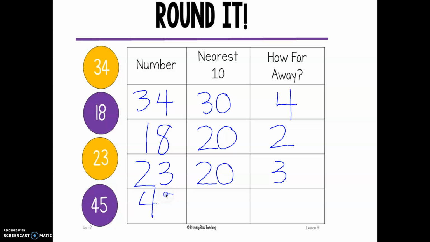Lastly, we have 45. It's between 40 and 50. And here's a little tip. When a number ends in a 5, when it's the halfway number, because 45 is halfway between 40 and 50, then it's going to be nearer to the larger number, the larger 10. So it's going to be nearest to 50, and it is 5 away.